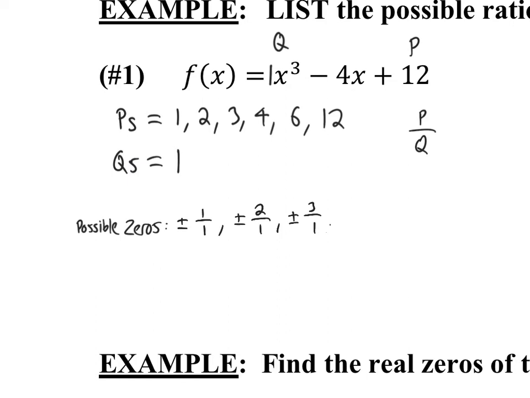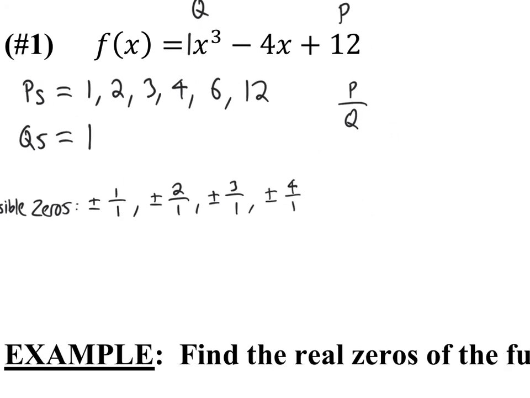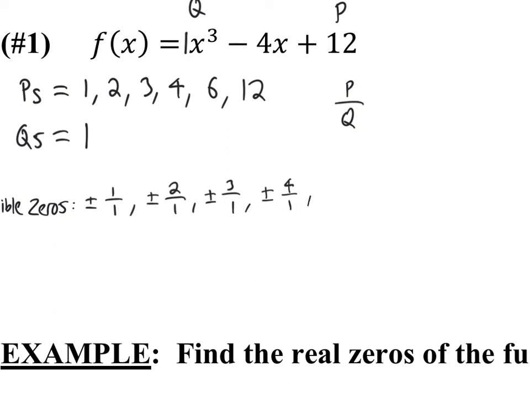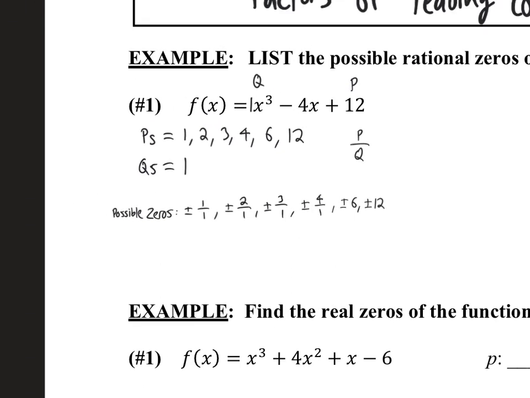Then we have plus or minus 4 over 1. So these are all just going to be plus or minus 1, 2, 3, 4. And we have plus or minus 6, plus or minus 12. These are all the possible zeros, not factors. The possible zeros of this polynomial are plus or minus 1, plus or minus 2, plus or minus 3, plus or minus 4, and 6 and 12.